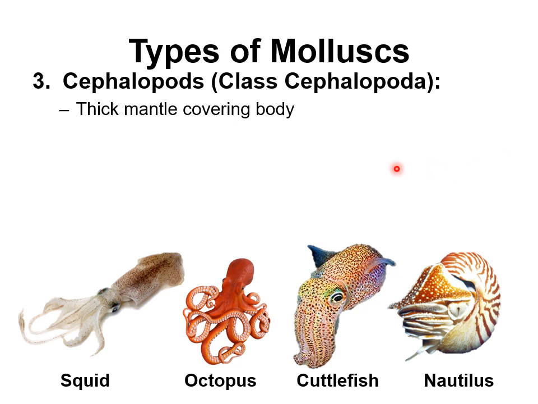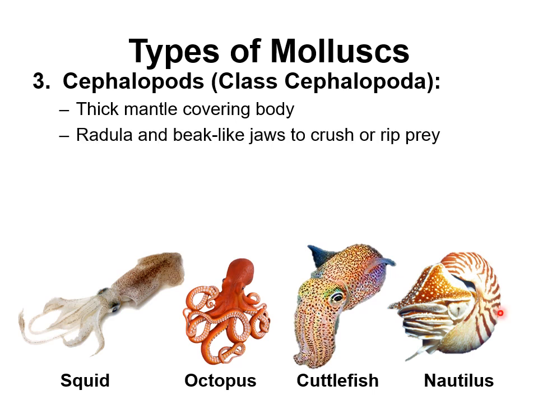On the top part of their bodies, they have this mantle thing that covers all of their organs. So inside of a squid, all of the organs are right there. Inside of an octopus, all the organs are right there. Inside of a cuttlefish, they're all up there. And inside of a nautilus, they're all underneath the shell.